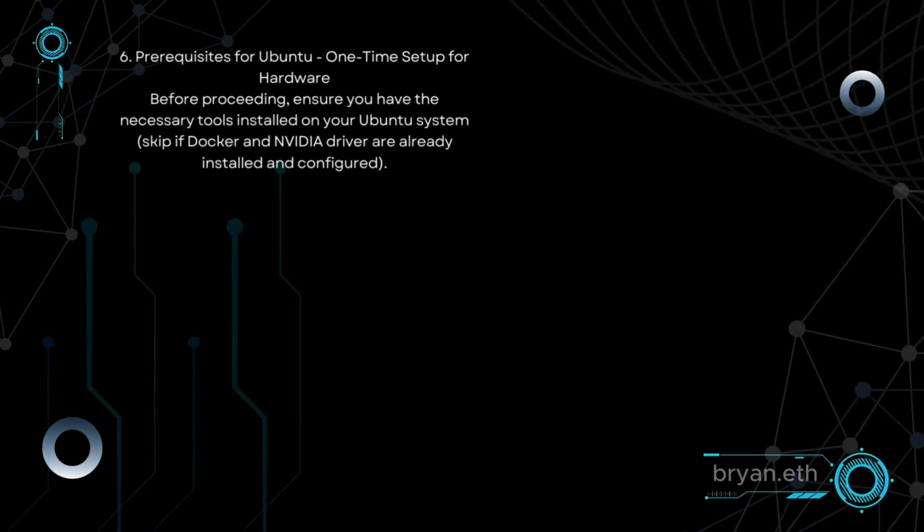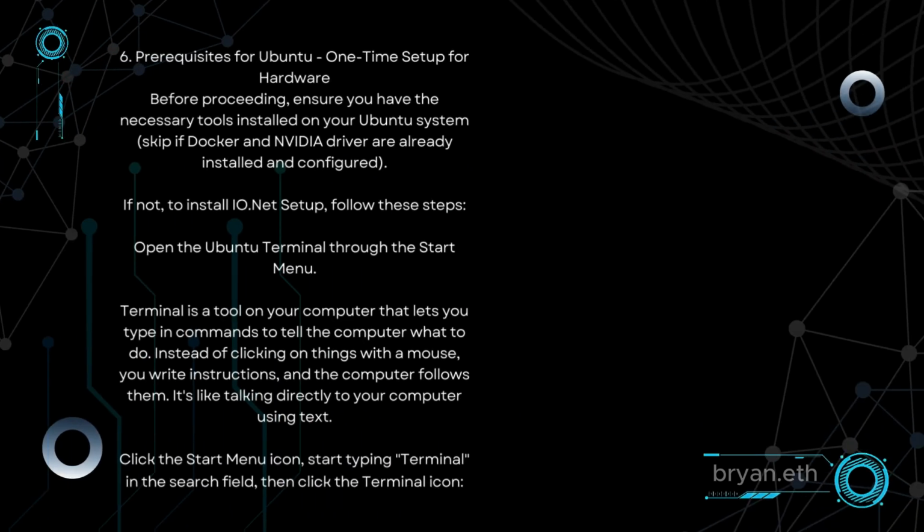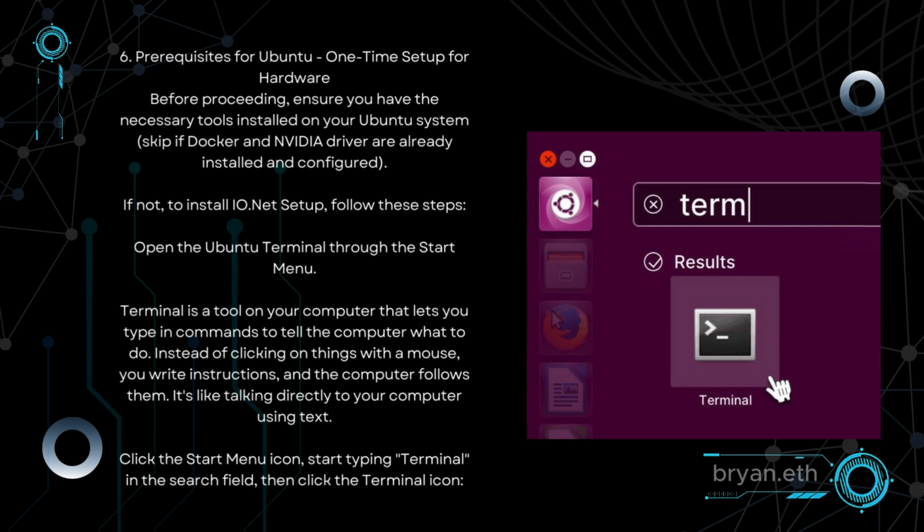6. Prerequisites for Ubuntu. One-time setup for hardware. Before proceeding, ensure you have the necessary tools installed on your Ubuntu system. Skip if Docker and NVIDIA driver are already installed and configured. If not, to install the io.net setup, follow these steps.